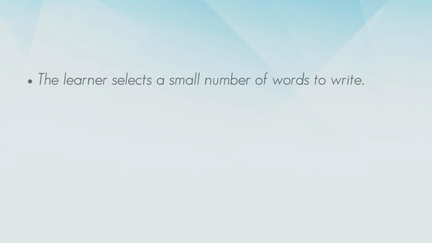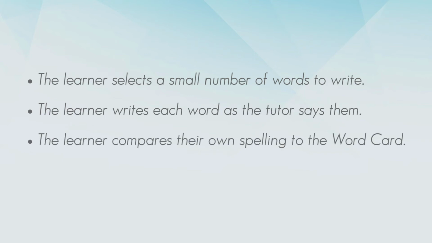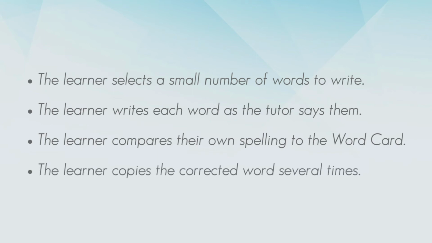In this chapter, the learner focuses even more closely on the letters that make up familiar words by writing each word as the tutor says it. This is quite a bit more difficult than copying because the learner will have to remember each letter, how to form it, and its order in the word. Your learner will have ownership over their own learning when they find their own errors. If possible, have your learner write each corrected word several times.